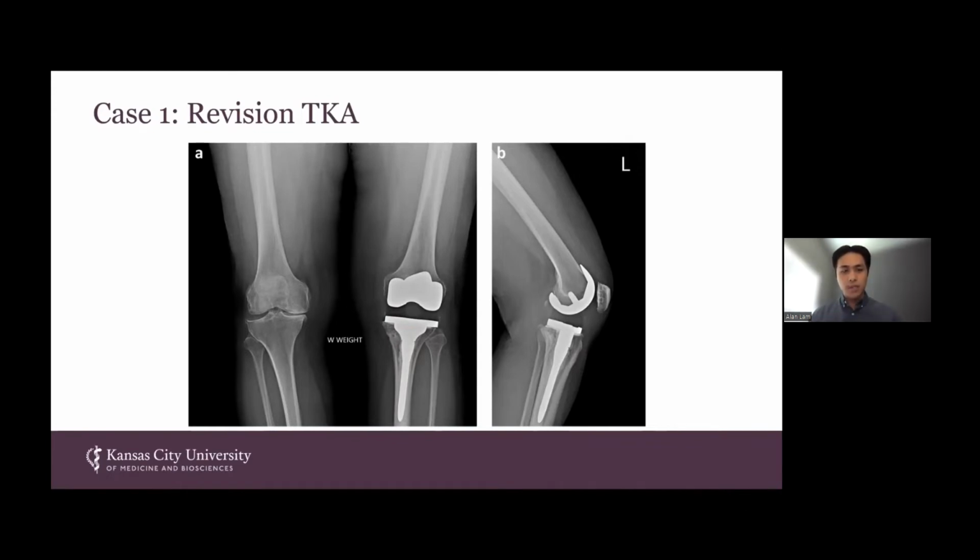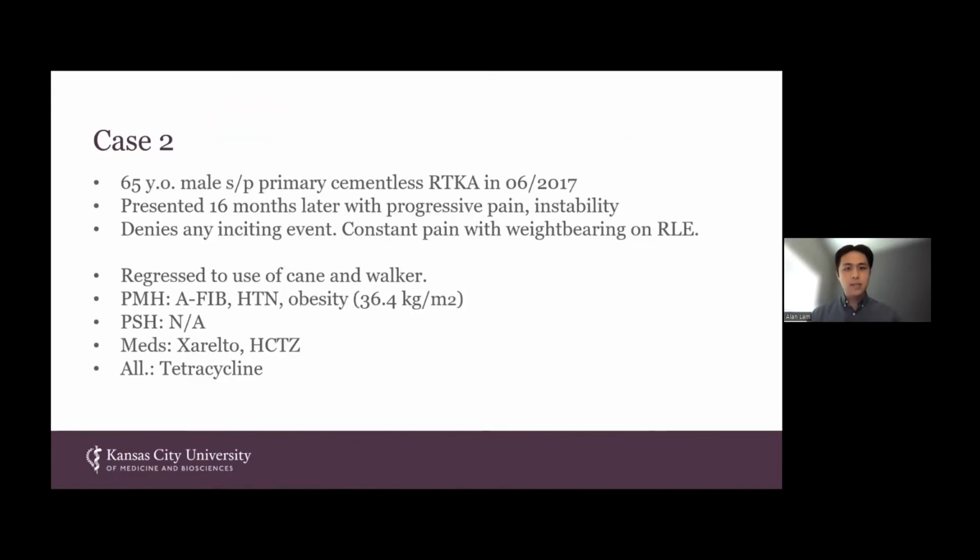Now I'll go over our second case next. This one was a 65-year-old male status post primary cementless right total knee replacement in 2017 with an even shorter length of time to the office visit. He presented 16 months later with progressive pain and instability.